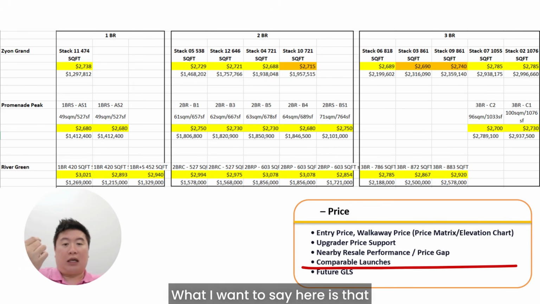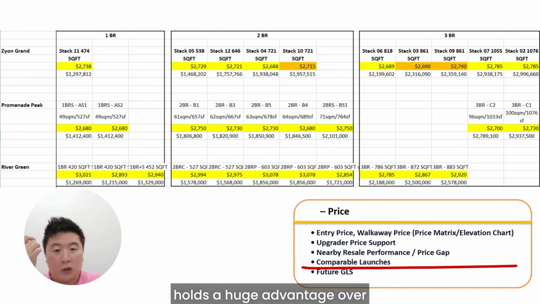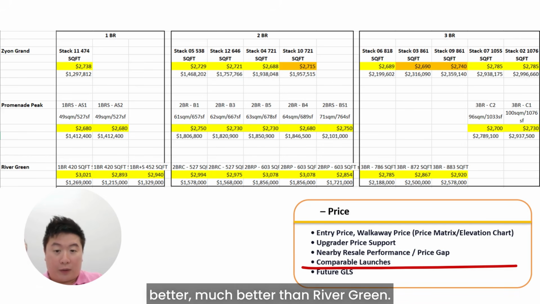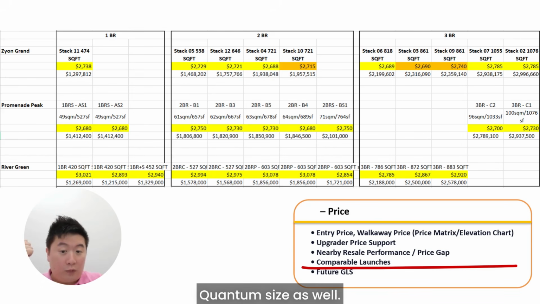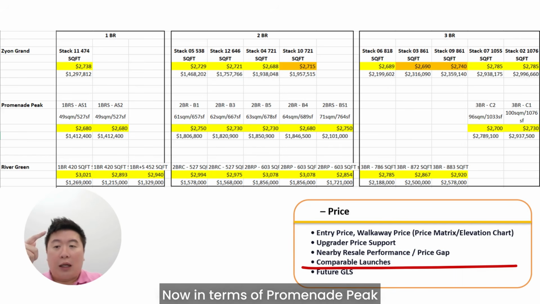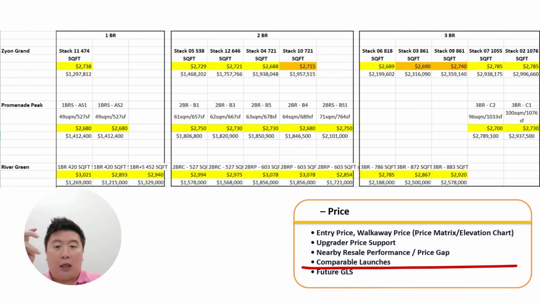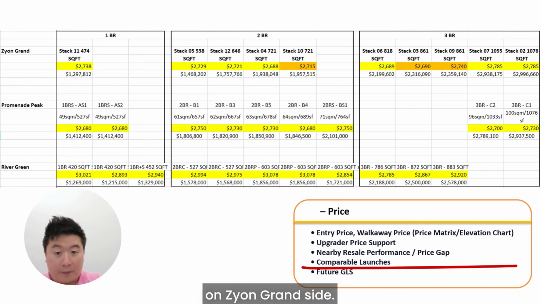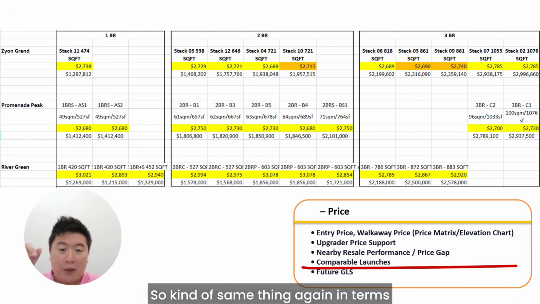What I want to say here is that in terms of price, Zion Grand holds a huge advantage over Promenade Peak and River Green. Number one, PSF is already much better than River Green. Quantum size as well. That quantum size alone makes a difference in terms of the absolute profit that you actually get. Now, in terms of Promenade Peak, prices are comparable in PSF, but layout is typically bigger on the Zion Grand side. So it's the same thing again in terms of the absolute quantum profit.